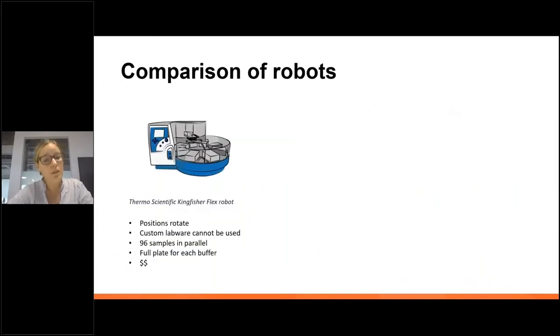So the Kingfisher is very fast. It also works with 96 samples at a time, where the positions rotate. So you use one sample plate per buffer. One cannot integrate any custom labware, so it's very fixed, but it's in the medium price range, so it's really been a workhorse in the lab.